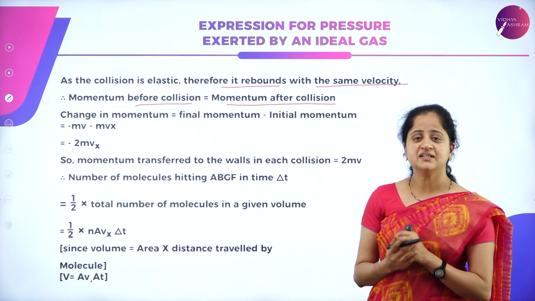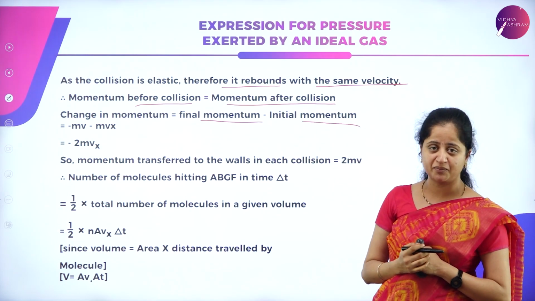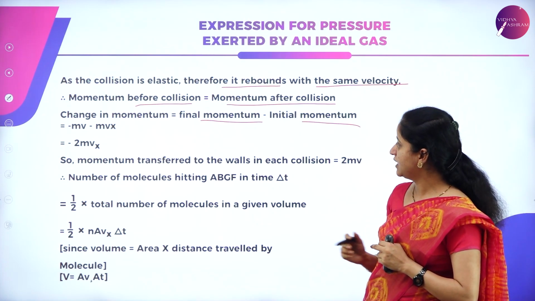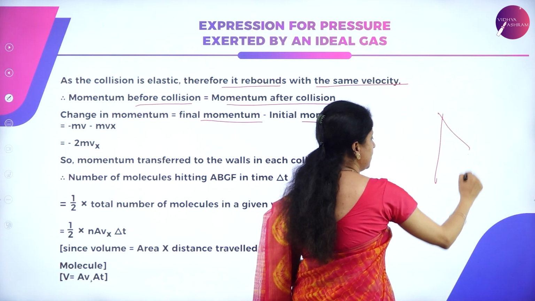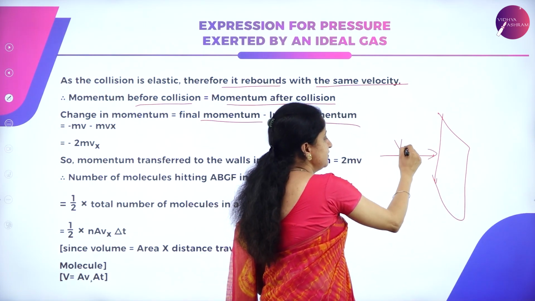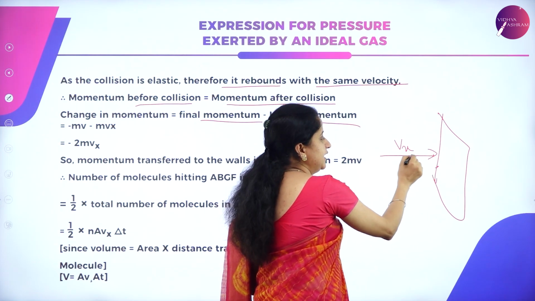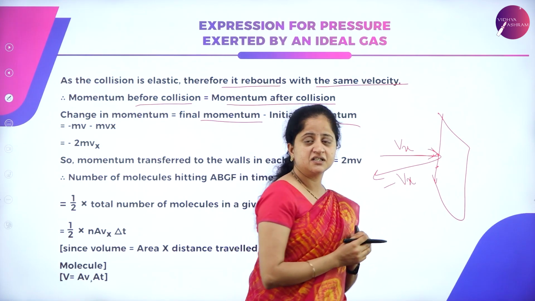So how to find the change in momentum? Change in momentum is nothing but the final momentum minus initial momentum. What is final momentum? It is minus mVx, and initial momentum is mVx, because we have considered this wall where the molecule is moving along the x direction with velocity vx. Because it is an elastic collision, the molecule will hit the wall and rebound back in the opposite direction, that is minus vx.